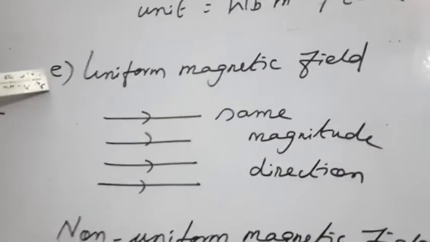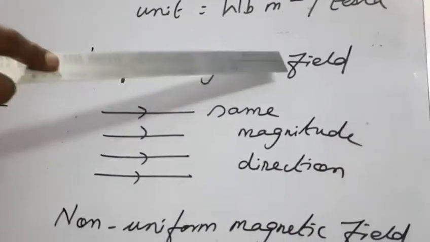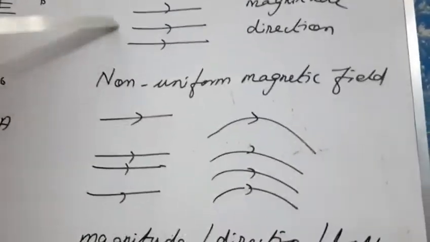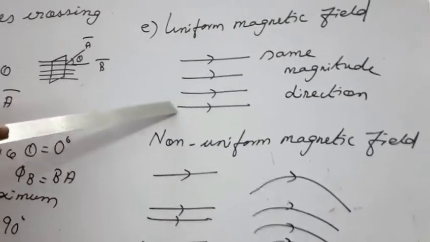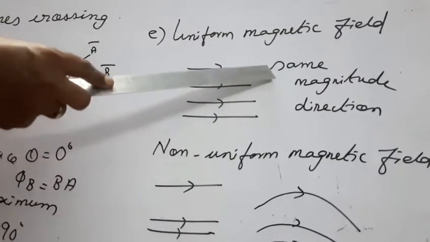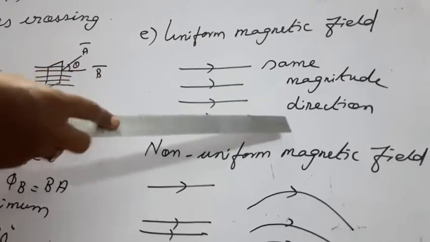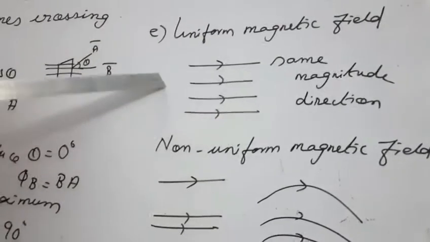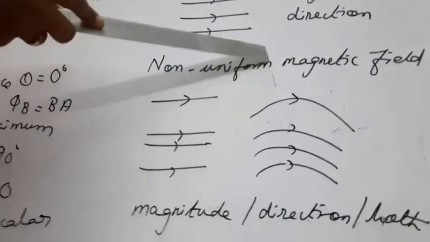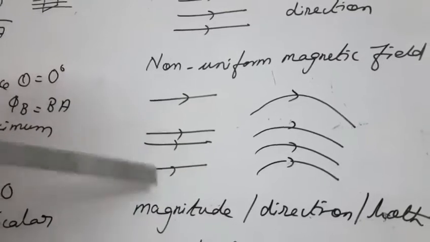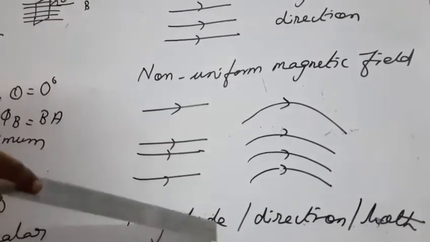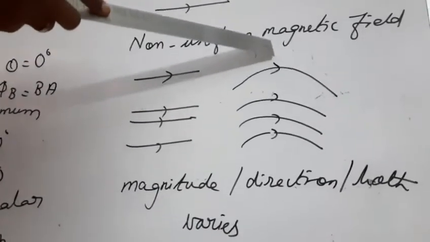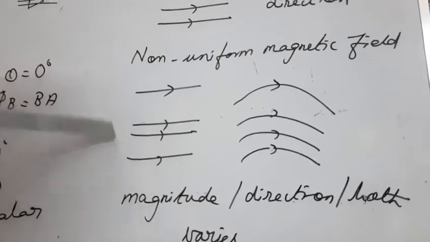And last topic is uniform magnetic field and non-uniform magnetic field. So now we can see the diagram. The magnetic field is said to be uniform if it has the same magnitude and direction at all the points in a given region. So this is known as a uniform magnetic field. And a non-uniform magnetic field is one where the magnitude or direction or both vary at its points. This is known as a non-uniform magnetic field. This is explained from this diagram.